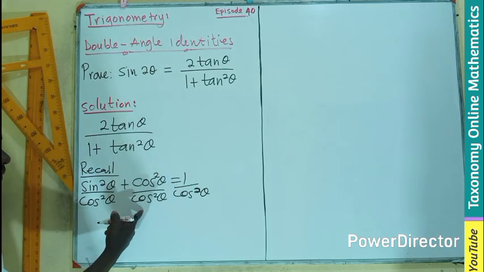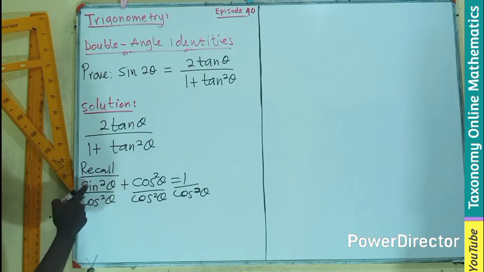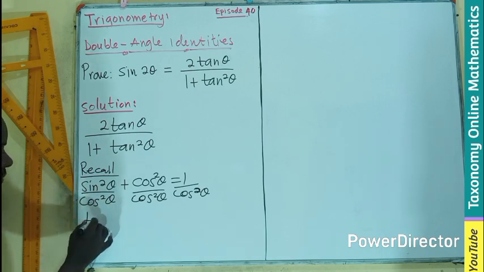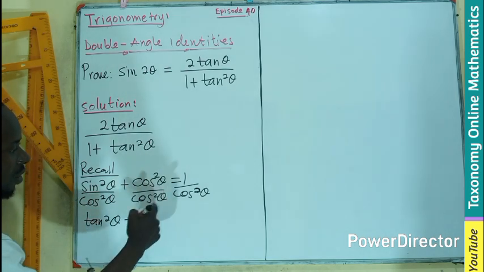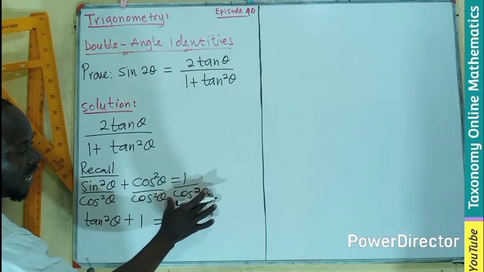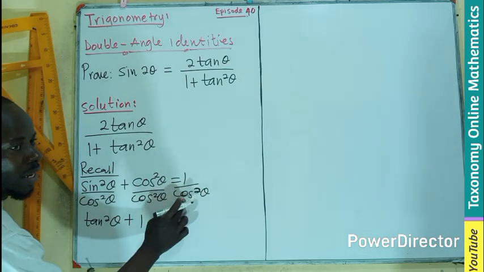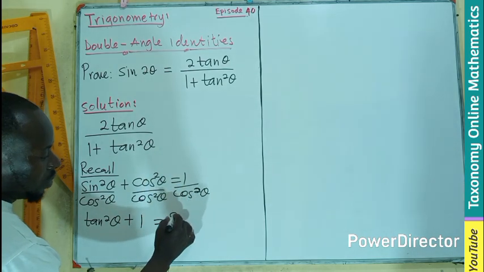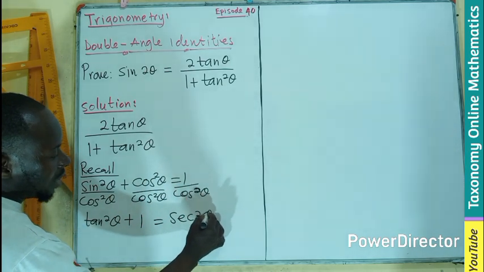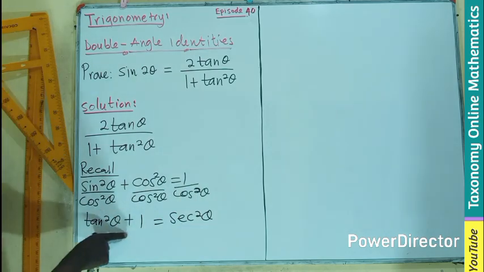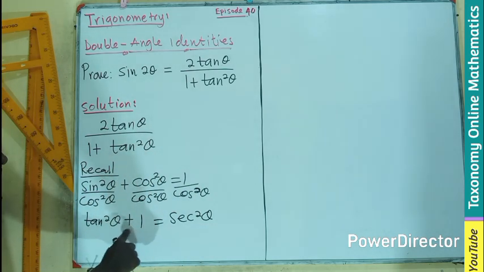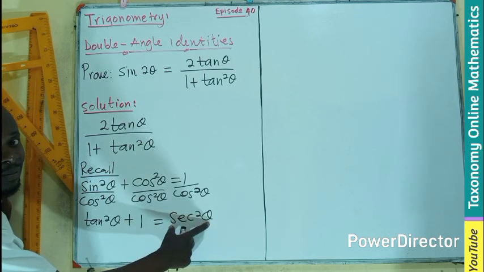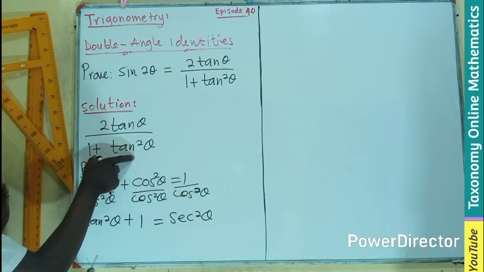you can see that this will cancel. This is just going to be sine divided by cos, which gives us tan. So this is tan square theta plus 1 equals, and this is the inverse of cos. And inverse of cos is sec. So we have sec square theta. I believe you can see this right here, 1 plus tan square theta. So the whole of this can be replaced with this, as the denominator.